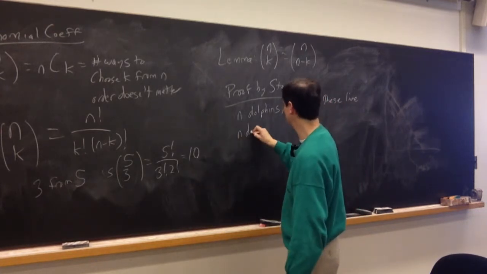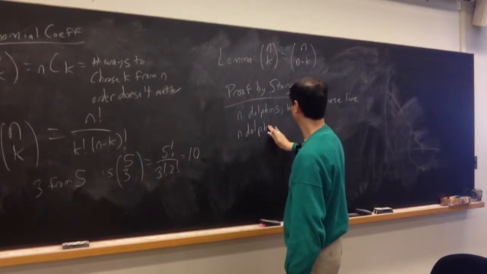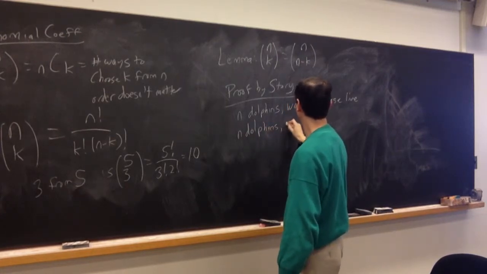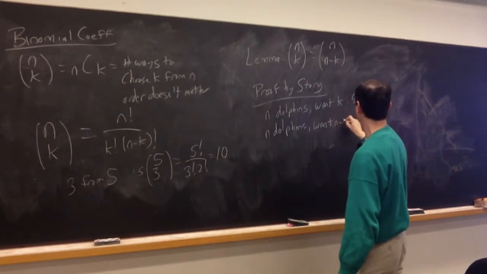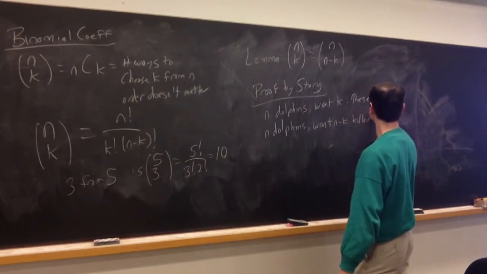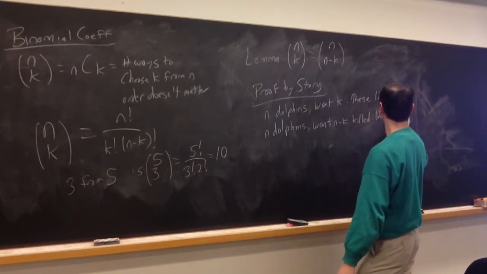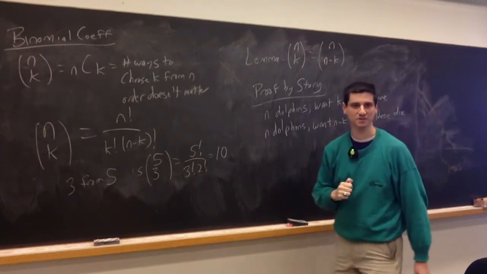We have n dolphins. We want n minus k killed. These not surprisingly die. Okay?